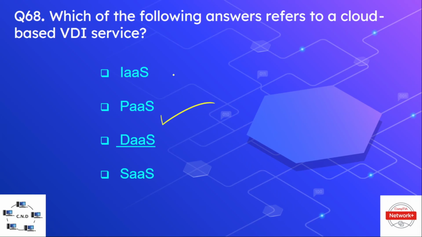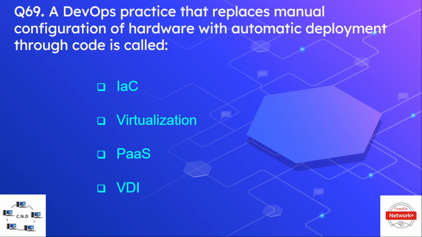Let's get to the next question, that is question number 69. A DevOps practice that replaces manual configuration of hardware with automatic deployment through code is called, and the options are IAC or infrastructure as a code, virtualization, PaaS, or VDI. And the correct option is the infrastructure as a code or IAC. So in this mechanism, you deploy or manage infrastructure using the code, and you just write the code or write some command and your deployment is done automatically.